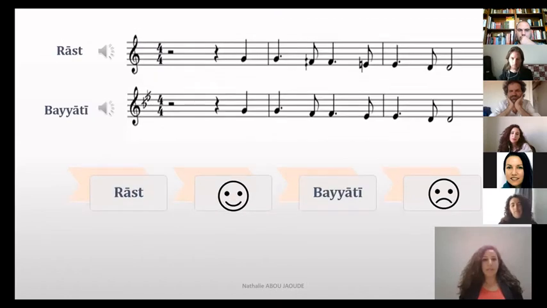Here, the third time, they have to see the difference between the Rust and the Bayati. As you see, in the Rust we have the F half sharp, and in the Bayati we have the F natural. And between Rust and Bayati, we have the E natural for the Rust and the E half flat for the Bayati. Let's listen to the 2 extracts.